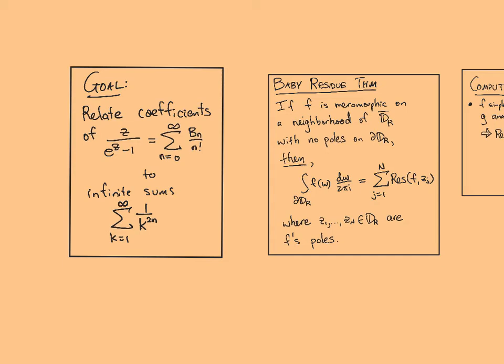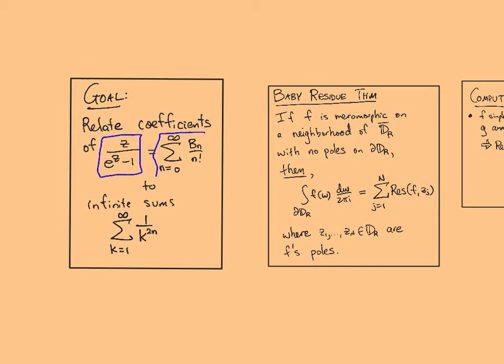Now in this video we're going to apply the residue theorem to a kind of case study. We want to relate the coefficients of this function z over e to the z minus 1, which I'm going to write out its power series at 0 in this way, which I left out the powers. I want to relate the coefficients of this power series to these infinite sums here. And as I mentioned at the beginning of all of this, we're going to get some of these nice formulas, and we'll get a systematic way to compute all of these different types of sums.